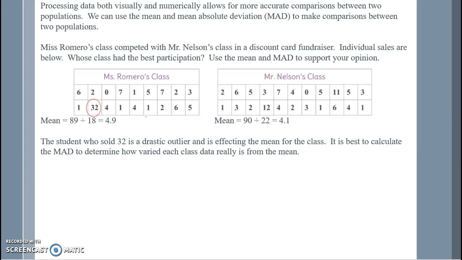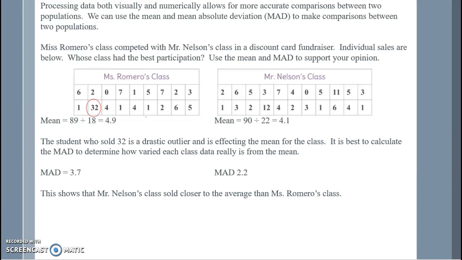Therefore, it is best to calculate the mean absolute deviation to determine how varied each class's data really is from the mean. So remember, the mean absolute deviation tells us how far away from the average the points are, so how spread out the data is. I've calculated the mean absolute deviation, referring to previous videos to recall how to do that. And we get 3 7/10 for Mrs. Romero's class and 2 2/10 for Mr. Nelson's class. I can see that Mr. Nelson's class sold closer to the average than Mrs. Romero's class because the number is smaller.